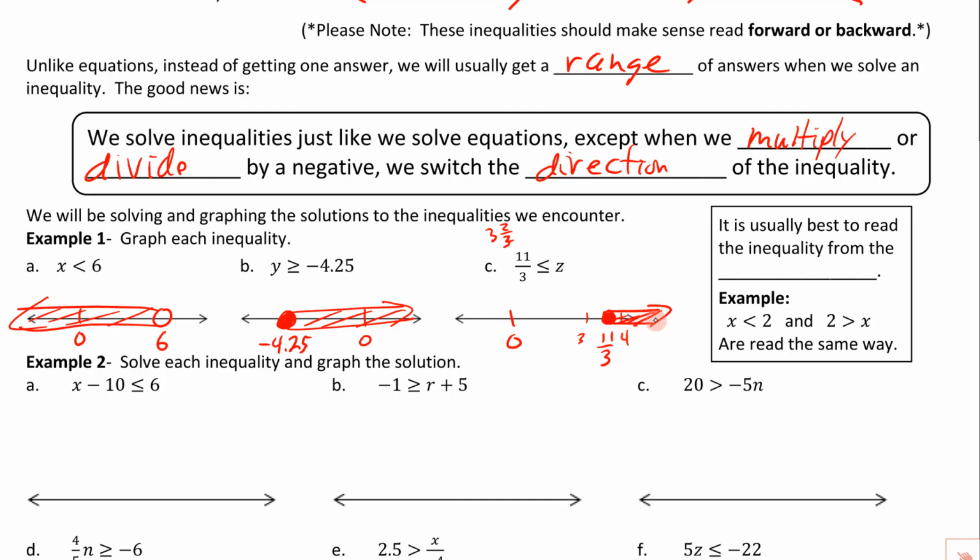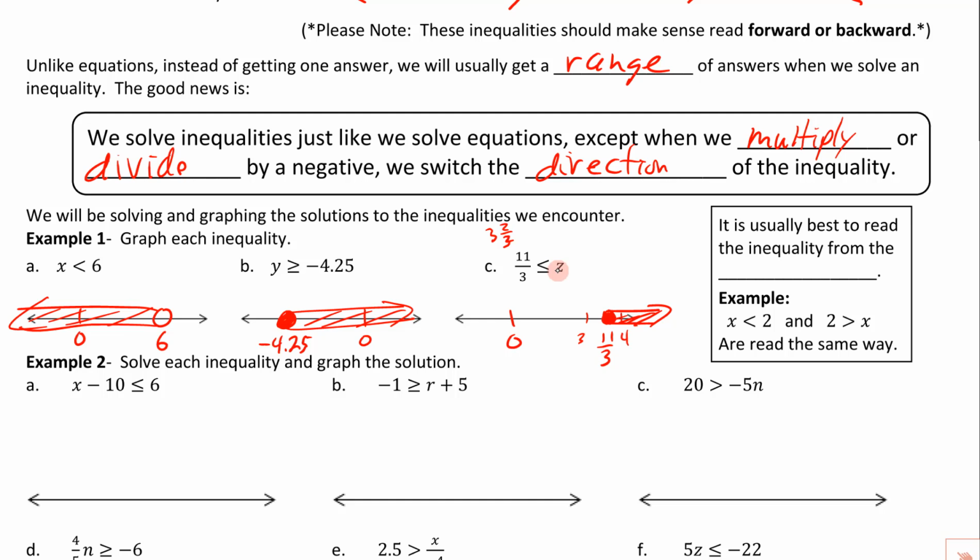Now, you may have had somebody that told you can just shade the direction that the arrow or the inequality points. That's only true if it's set up with the variable on the left-hand side. It doesn't work on something like this. So please just read from the variable and you'll be in much better shape in the long run. That's a shortcut that does not work many times, so please don't do that.